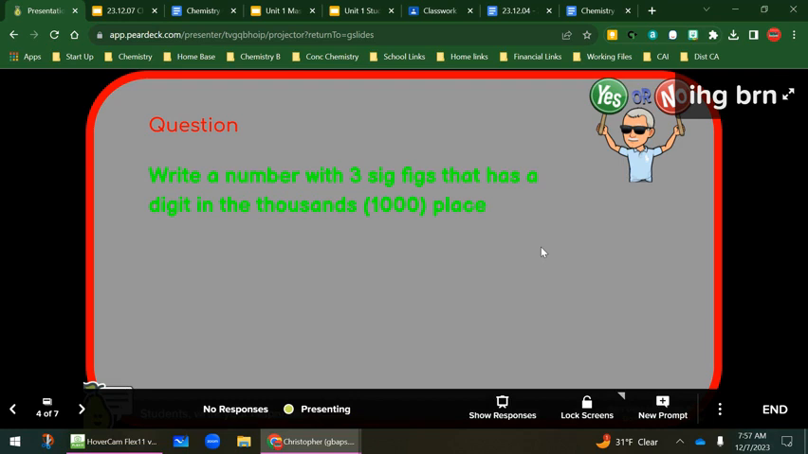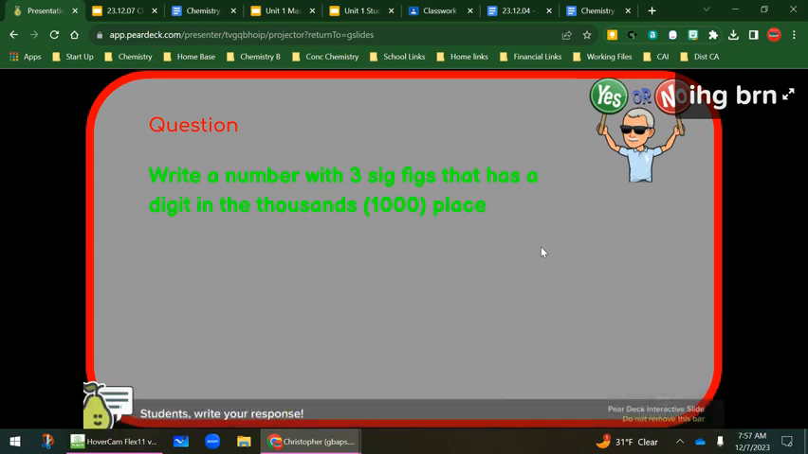Write a number with 3 sig figs that has a digit in the thousands place. It doesn't say it ends in the thousands place, but you have to have a digit in the thousands place, and don't put a 0 in the thousands place. That doesn't count. It has to have a digit in the thousands place, and only 3 sig figs. So no decimal.